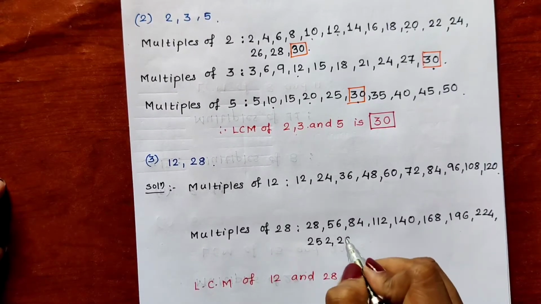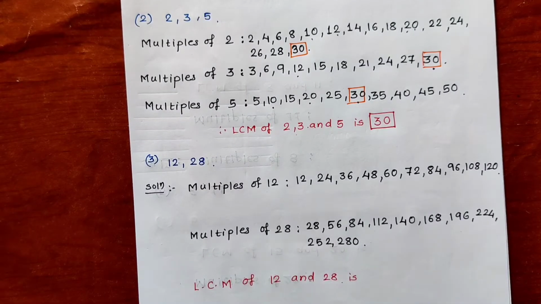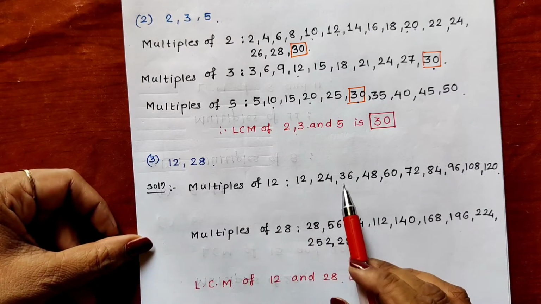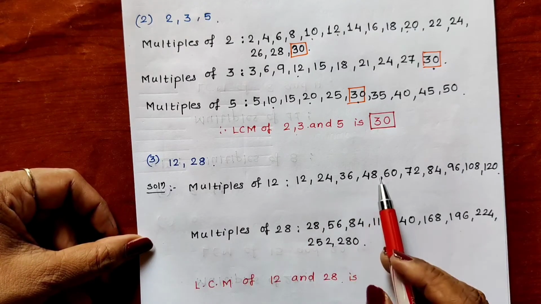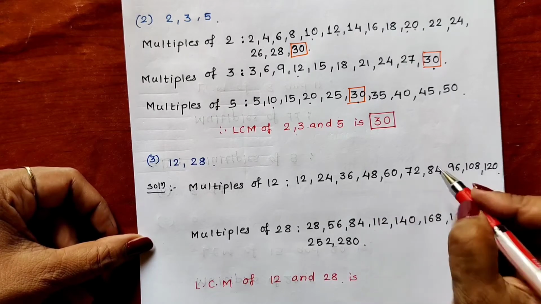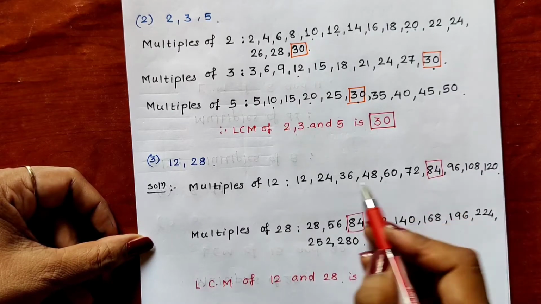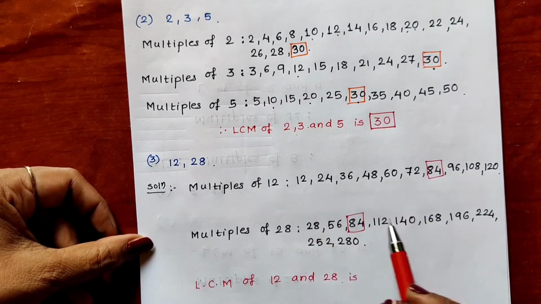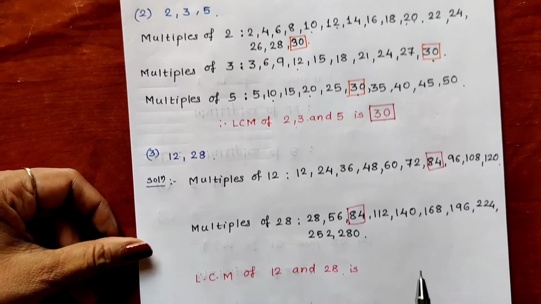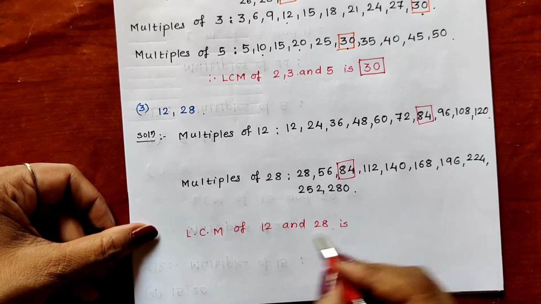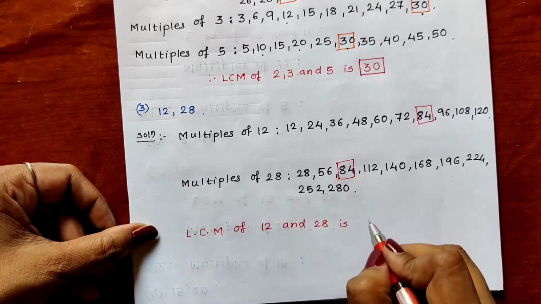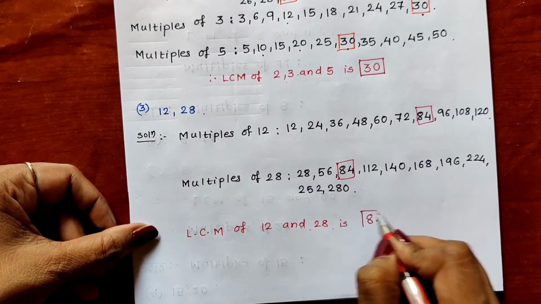And 2 tens are 280. So in this way I have written multiples of both these numbers. Now I will have to check which is common and which is the lowest common. So 12, 24, 36, 48, 60, 72. I can see 84 here common, here also common. And before 84 no other number is common. That means 84 should be the smallest or the lowest common multiple. So the LCM of 12 and 28 is 84.